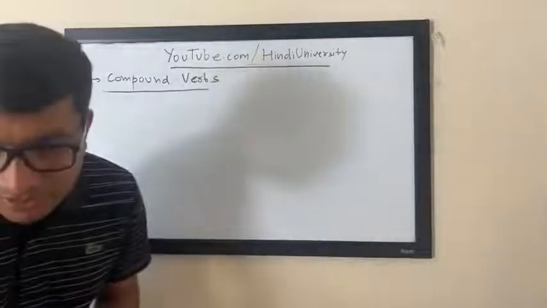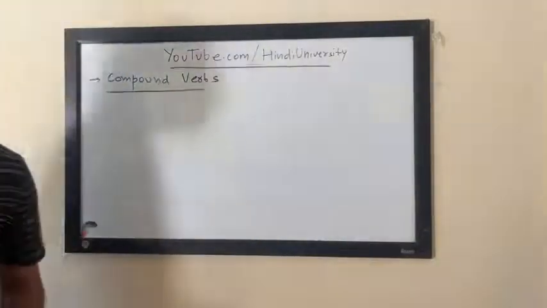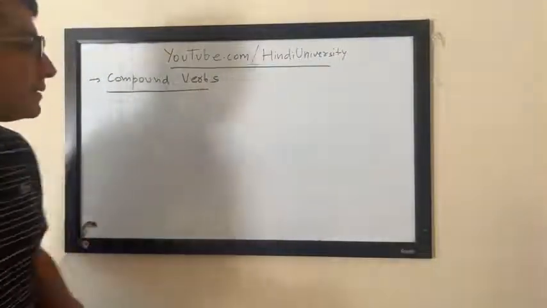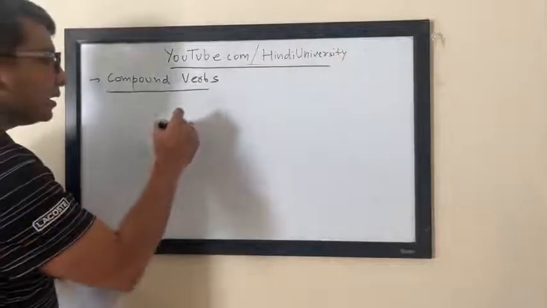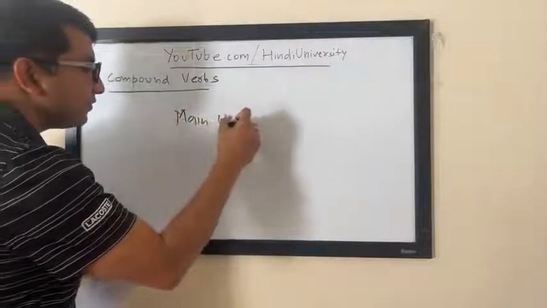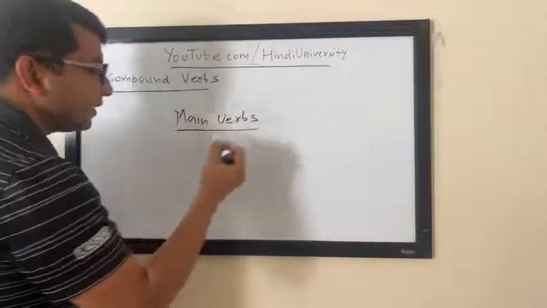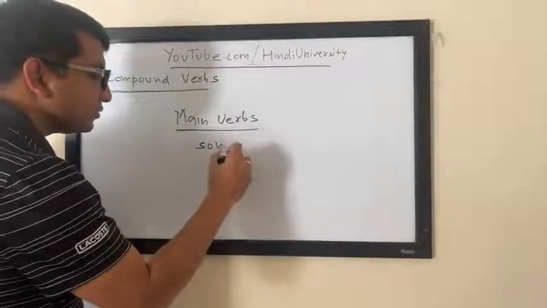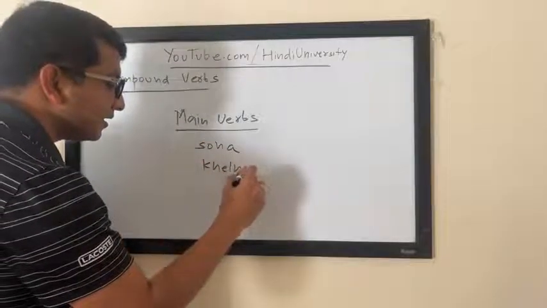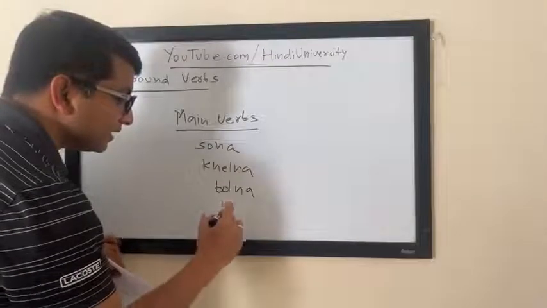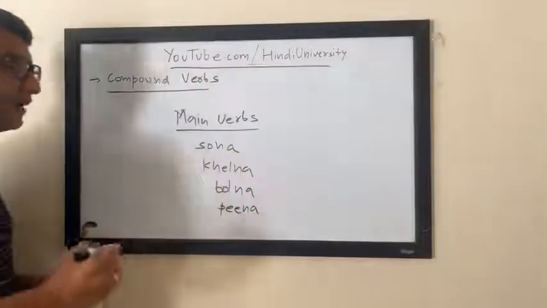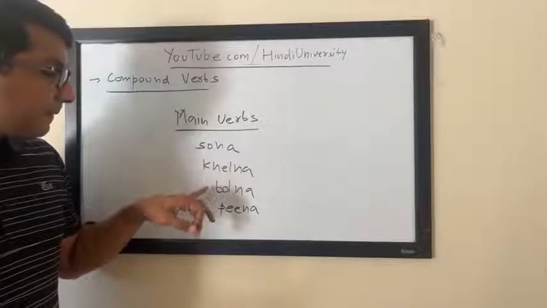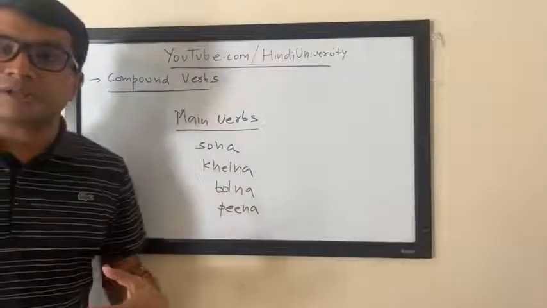As she mentioned, unlike English, Hindi has this phenomenon of compound verbs. Native speakers often use main verbs, which you are familiar with. We have used a lot of transitive and intransitive verbs, like sona, khelna, bolna, pina. All these verbs have different meanings: sona is to sleep, khelna to play, bolna to speak, and pina to drink.